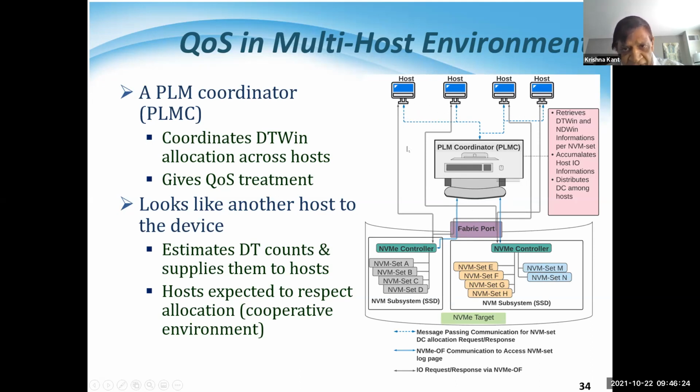It does the allocation, and then all of the data transfer is done out of band. So the data transfer doesn't go through the coordinator. The coordinator basically tells host number one, you're going to get 20 IOs in the current period. You host, you're going to get 40 IOs and so on. So it just does the allocation, and the rest of it happens outside. So there's no bottleneck involved here. It's just a coordinator. So we designed that.